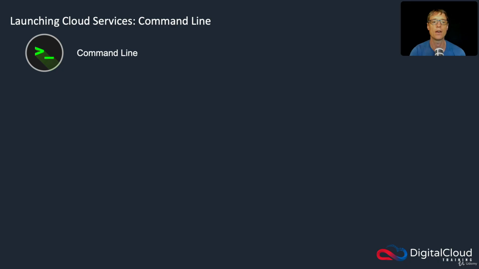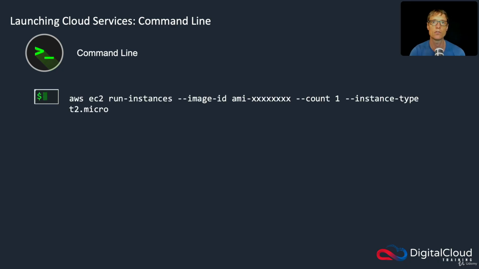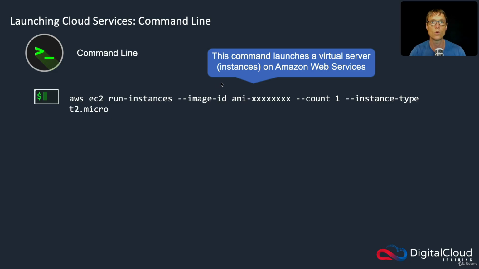We then have the command line. With the command line, you have to install something on your computer, like a command line interface from your cloud service provider. And then you can run commands from anywhere on the internet and launch cloud services. So in this example here, the command will launch a virtual server on Amazon Web Services, and you can configure some of the attributes associated with that service, like how much CPU and RAM and storage it's going to need, by choosing what we call the instance type with EC2.